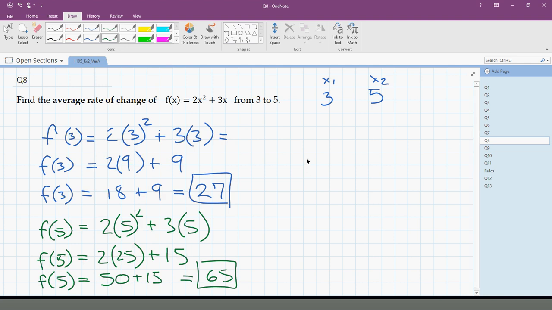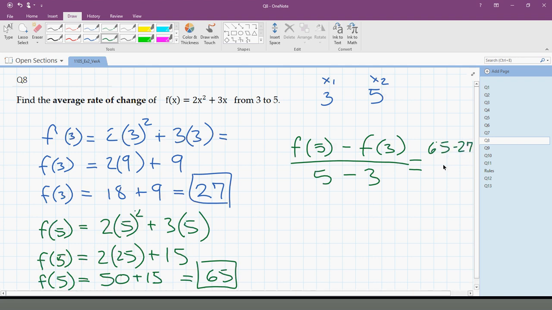So they want the answer given as f of 5 minus f of 3 over 5 minus 3, and this is equals to 65 minus 27 over 2. That is 38 divided by 2 equals to 19. Remember the slope formula when you have m equals y2 minus y1 over x2 minus x1? That's what we're doing with the fancy symbols.